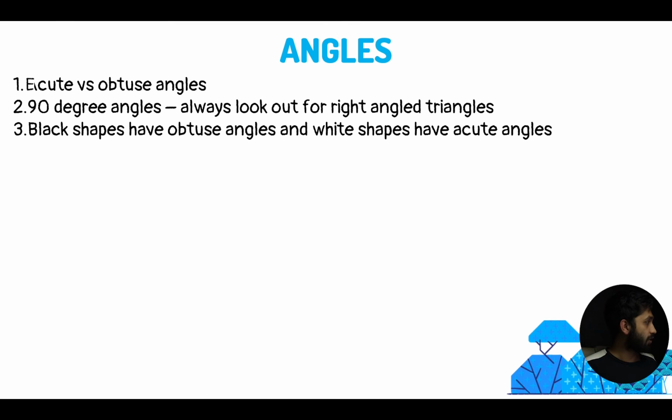Then we've got angles, so we've got acute versus obtuse angles. Then we've got 90-degree angles, so always look out for right angled triangles. And then we've also got black shapes have obtuse angles and white shapes have acute angles. So these were just some other common patterns I found in regards to angles.